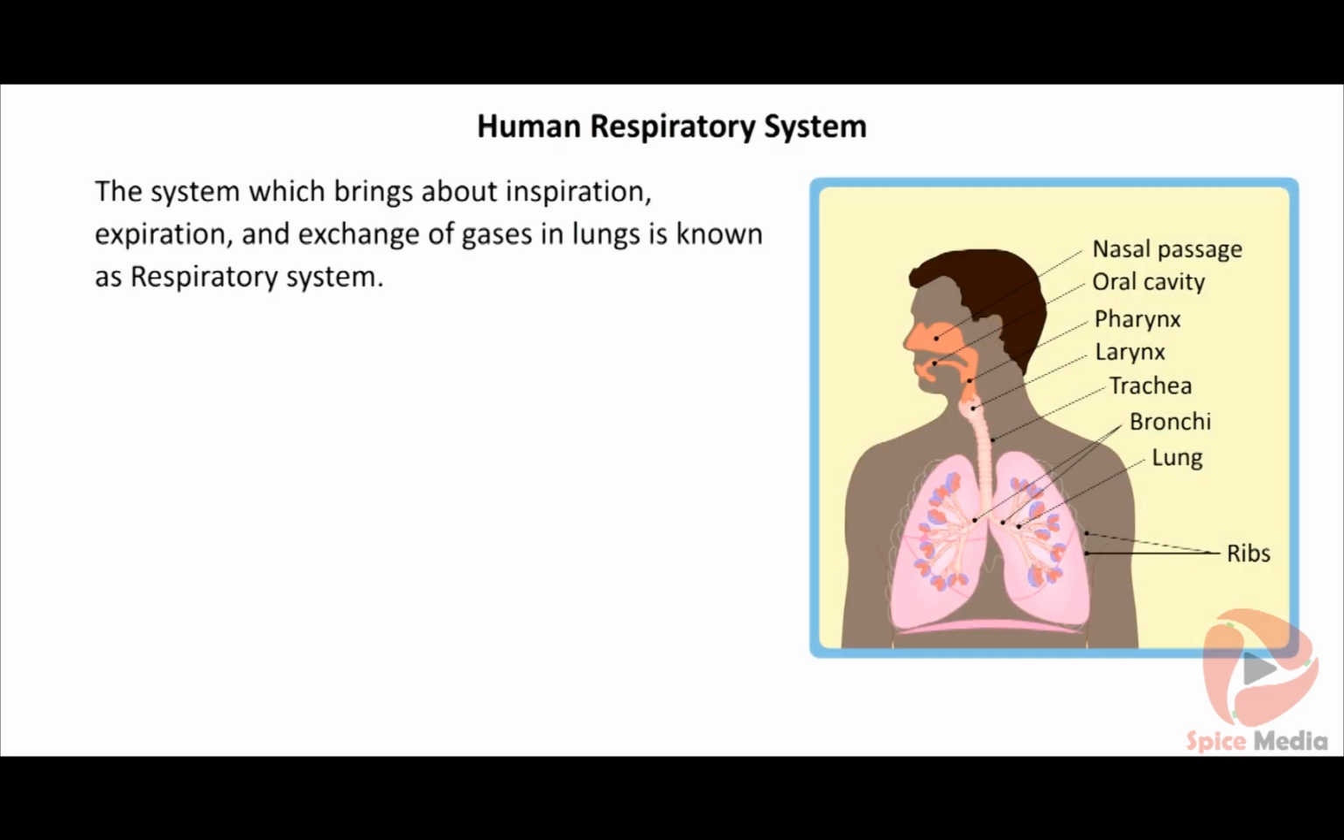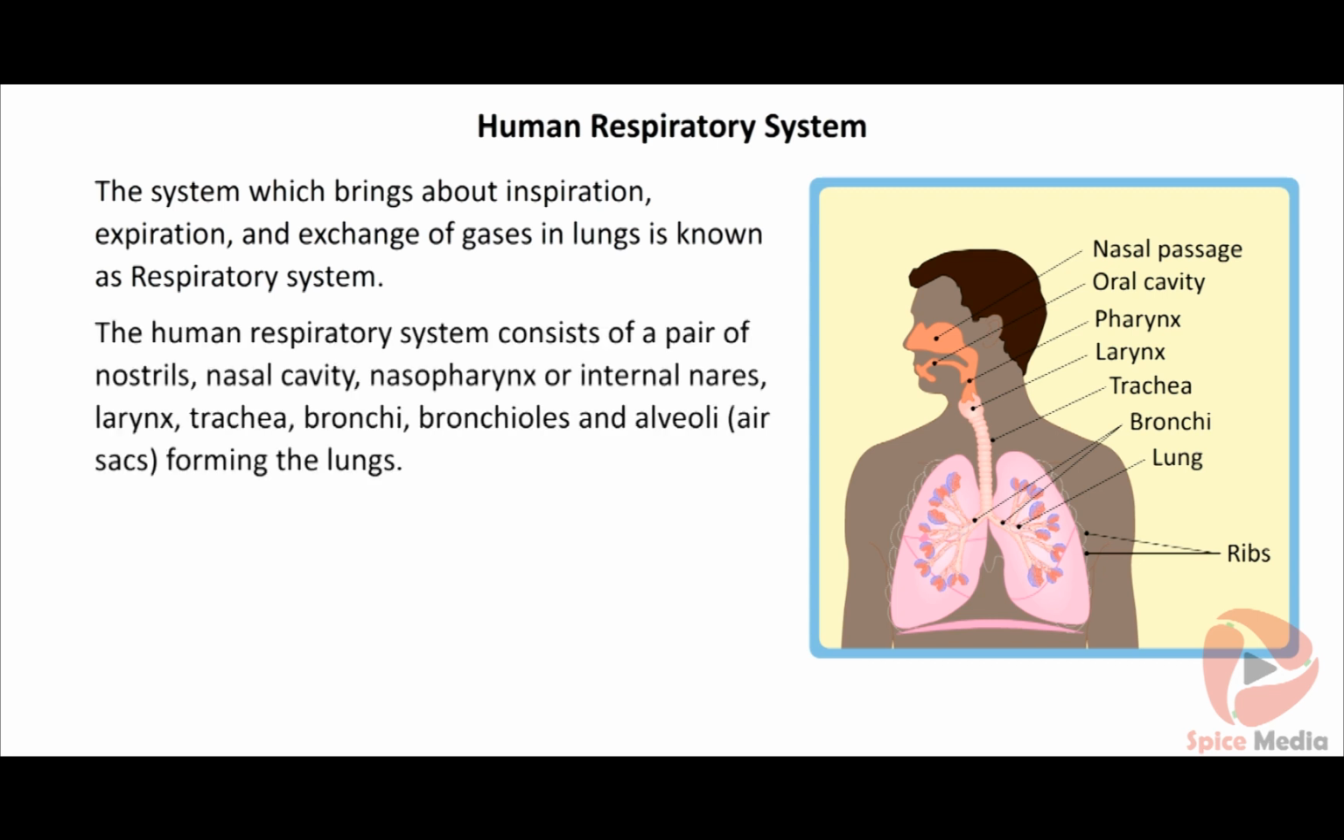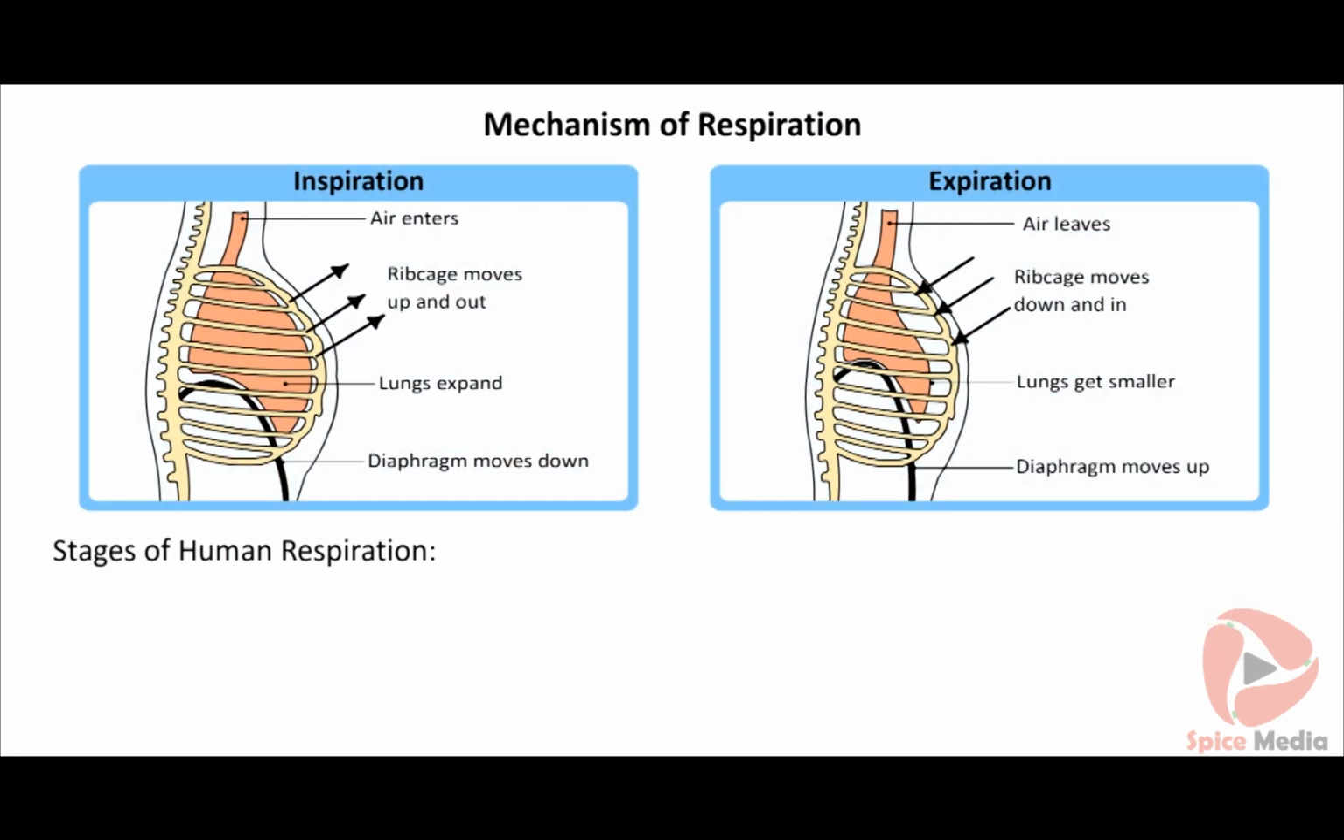The system which brings about inspiration, expiration, and exchange of gases in lungs is known as the respiratory system. The human respiratory system consists of a pair of nostrils, nasal cavity, nasopharynx or internal nares, larynx, trachea, bronchi, bronchioles, and alveoli or air sacs forming the lungs. Mechanism of respiration in man involves two stages. They are inspiration and expiration.